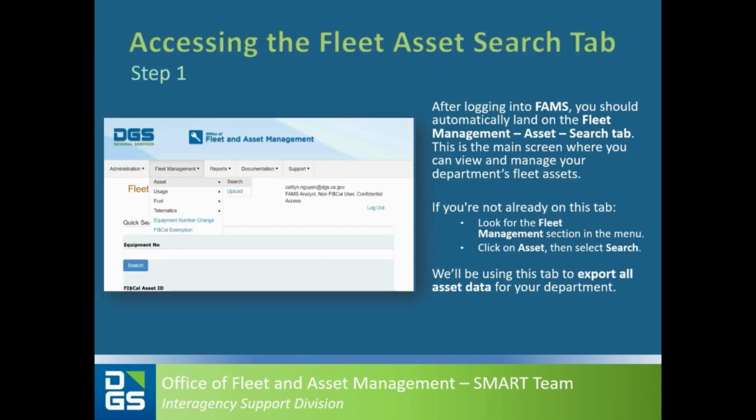We will begin this process with step 1, logging into the FAMS portal. First, navigate to the FAMS portal and log in with your credentials. After logging in, you will land on the Fleet Management Asset Search page. If you are not already on this tab, look for the Fleet Management section in the menu. Click on Asset, then Search. We will be using this tab to export all asset data for your department.